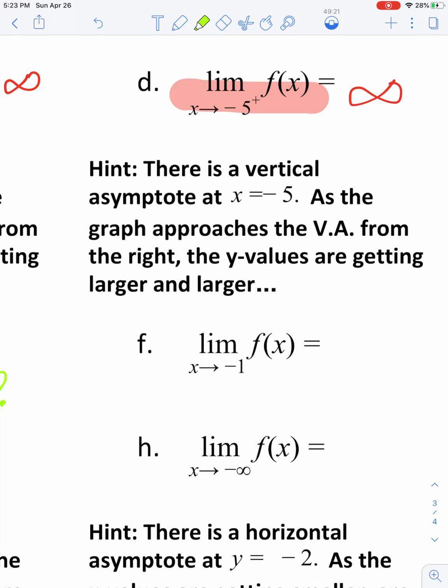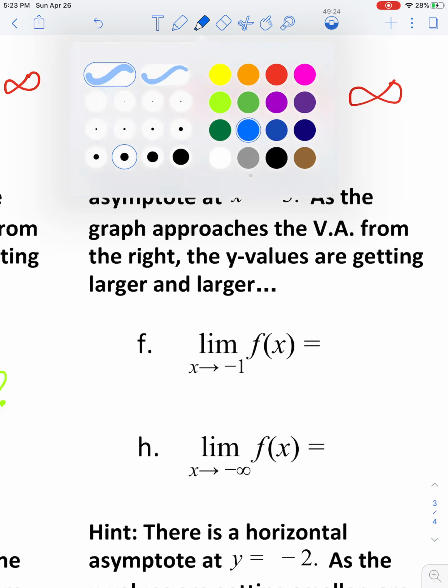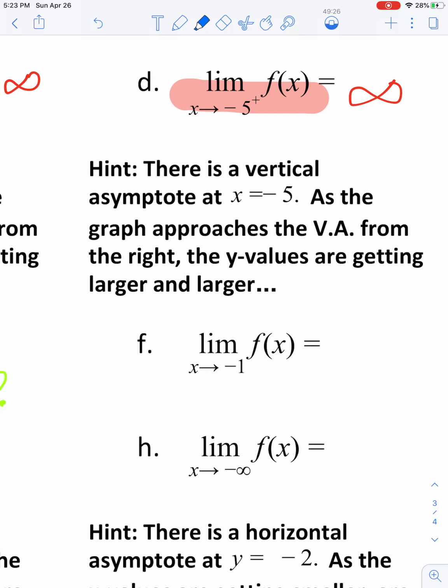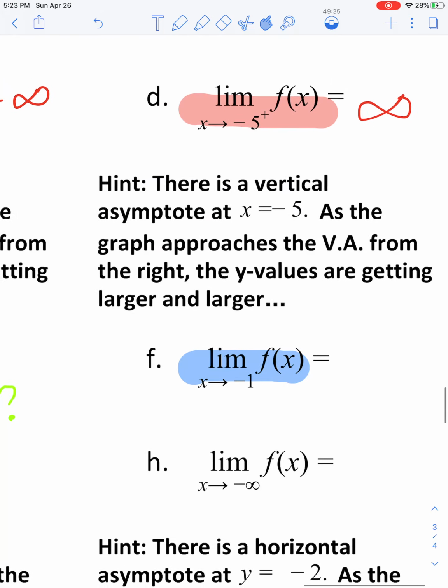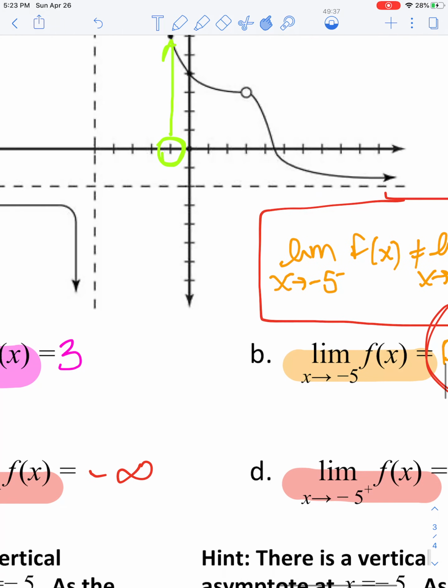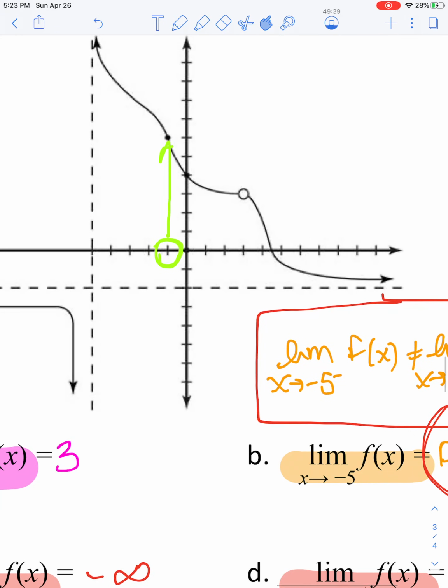Okay. In part F, we are asked for the limit as x approaches -1 of f of x. Notice it's not from the left or from the right, so we need to do both. So we'll go up to our graph and find x is -1, still highlighted from the last problem, right here. And we need to see what is our graph doing as we approach from the left and from the right. So we'll trace that out on our function.